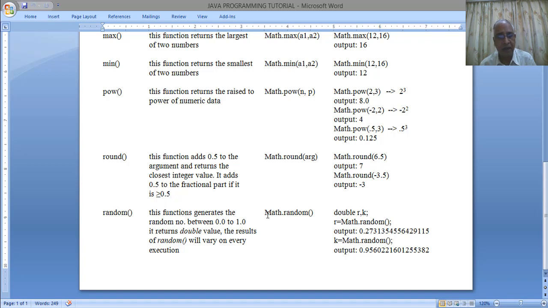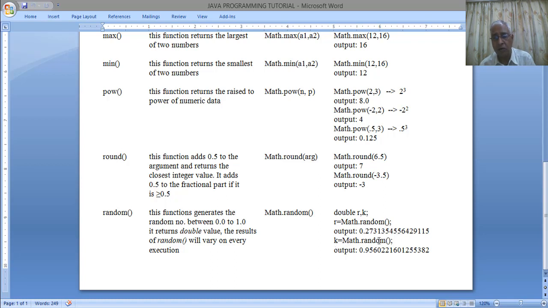The syntax is Math.random(). We take an example: double r, k. We take two variables of double type, r and k. r is equal to Math.random(). Just write Math.random(). No argument is given in this. r is the variable in which the random value will be stored. Output will be 0.2731 and so on.